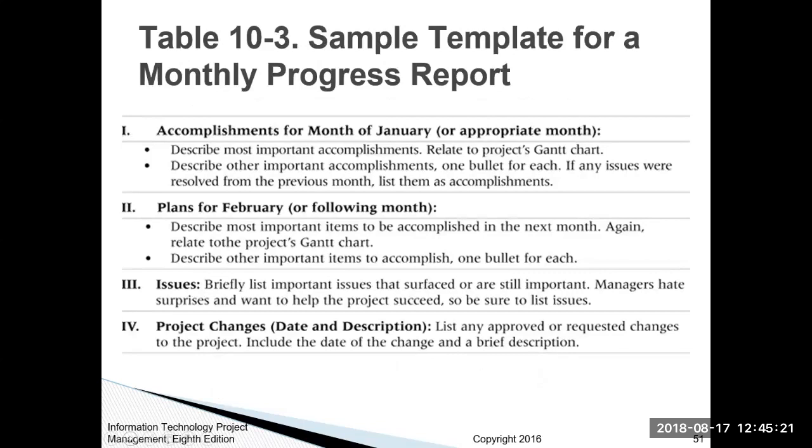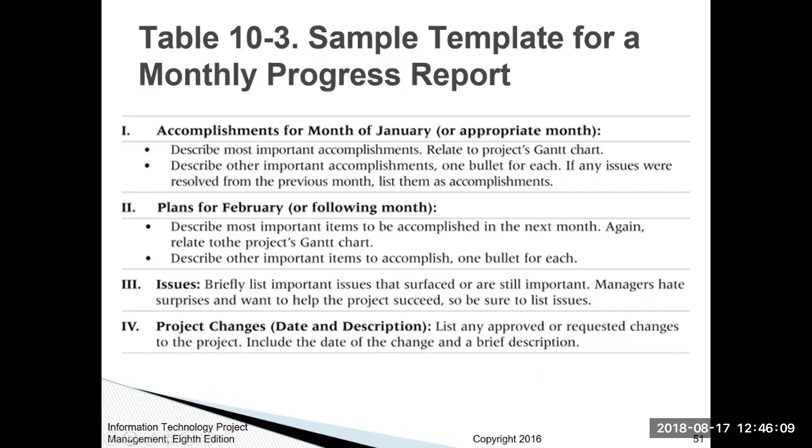We have accomplishments for the month of January, or the appropriate month, where you'll describe the most important accomplishments related to the project's Gantt chart. You describe other important accomplishments, and you put 1 bullet for each. If any issues are resolved from the previous month, list them as accomplishments because you technically accomplished those goals. Then for the next month that follows, you'll describe the most important items to be accomplished in the next month, what you plan to get accomplished. Again, you relate to the project's Gantt chart. Then you'll describe other important items to accomplish, 1 bullet for each of those.